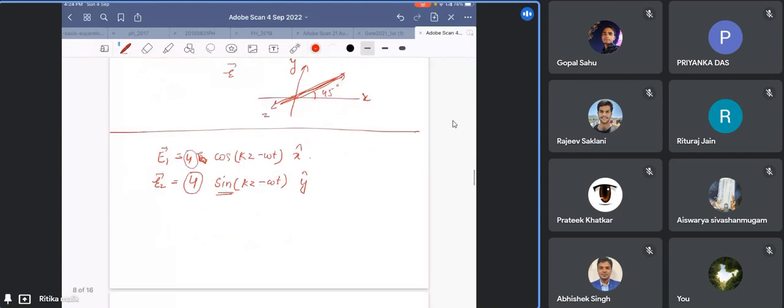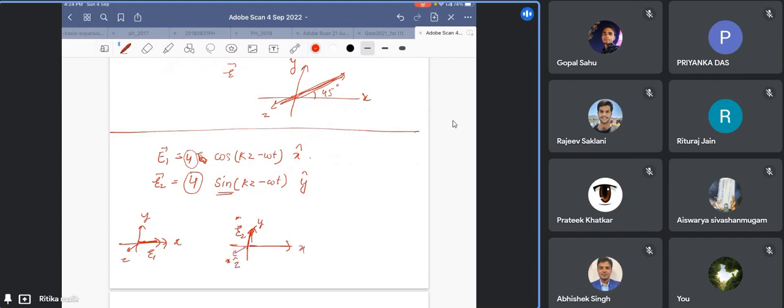Now, how do we visualize it? Our electric field E1 is in the x cap direction. So this is x, this is y, and this is z. E1 is in the x cap direction. E2 is in the y cap direction. This E2 component is in the y direction.